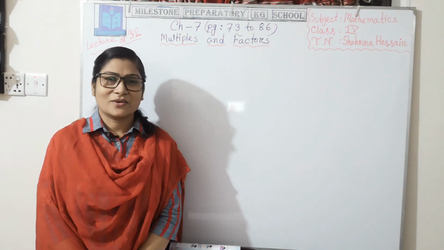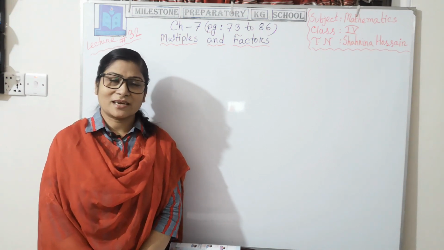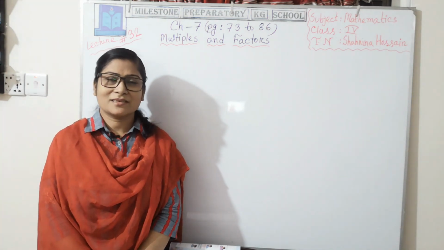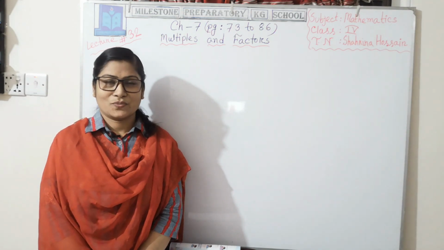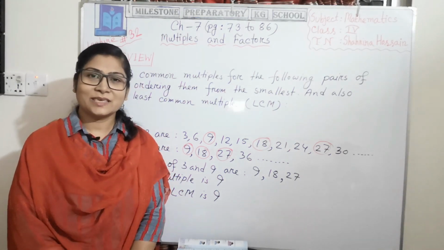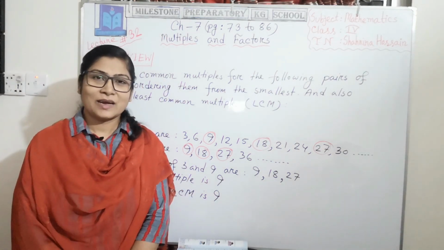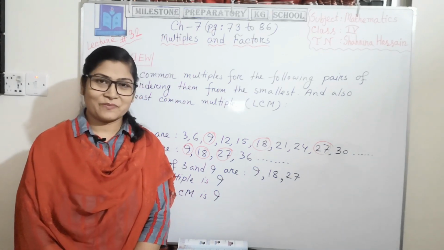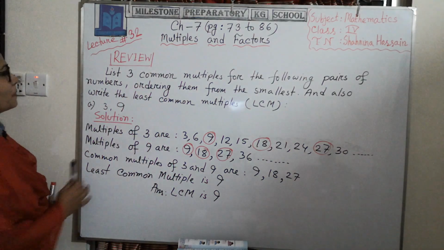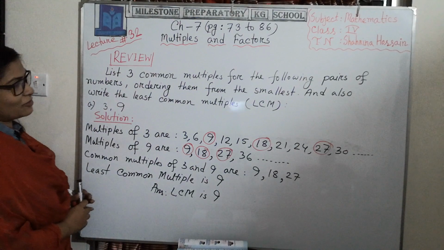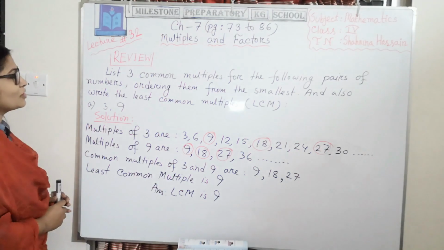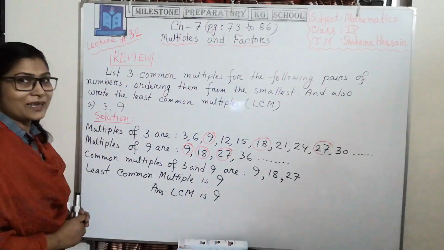Before starting today's regular lesson, we want to share some of the previous lesson. We already finished problems number 1 and 2. Now, review part. I already gave you 1 minute. I hope you have done it by yourself. So let's do the math together. Come to the board. See, list 3 common multiples for the following pairs of numbers, ordering them from the smallest, and also write the least common multiple, that means LCM.